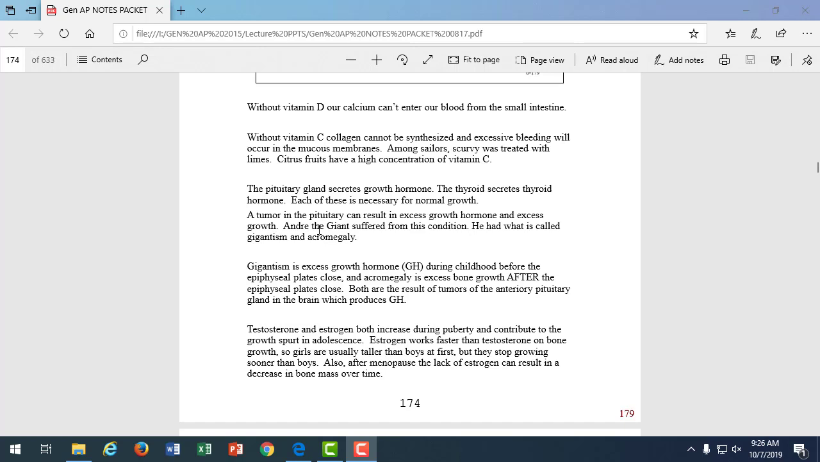Or if you have underproduction of growth hormone, that leads to people that are called midgets, where they have underproduction of growth hormone, and then those people are really small.